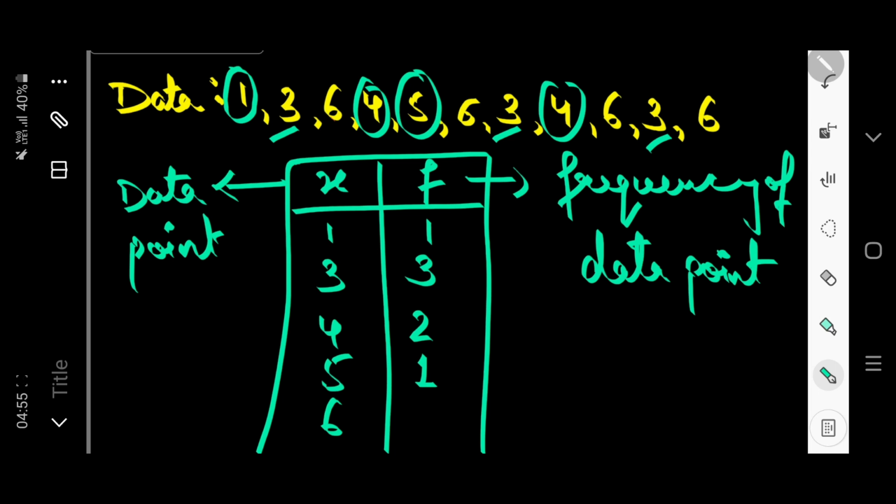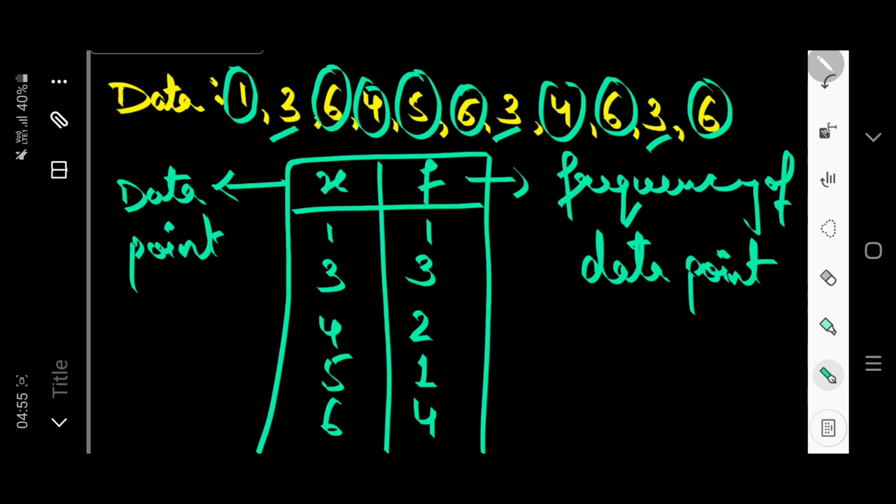So what will be the frequency of data point 6 in this data set? As we can see that there are 6 as 4 times, 1, 2, 3 and 4. So the frequency of data point 6 is 4. So according to this data set, we can write the frequency distribution table in which we write the data points and the frequency of those data points.